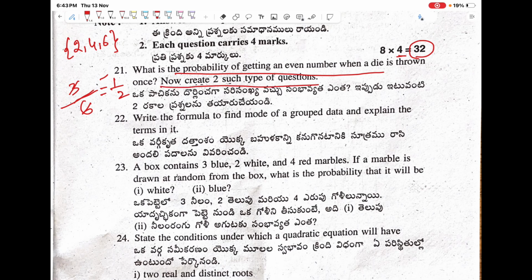Continuation of this question. Now create two such questions. You have to create your own questions likewise. So what are the total outcomes? That is 1, 2, 3, 4, 5 and 6. So from this you can frame any question. Whatever question you frame is right only. So probability of getting an odd number is right only.